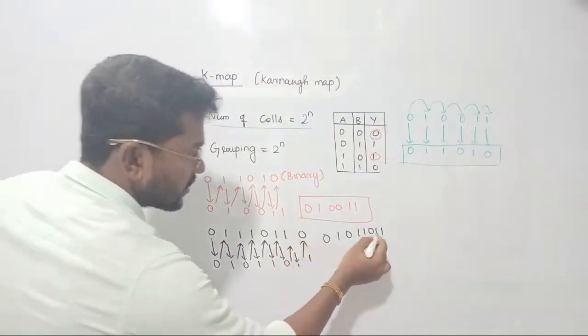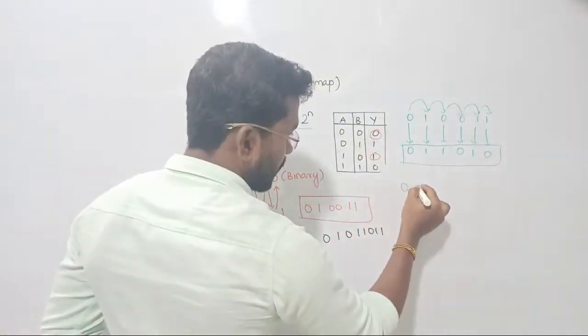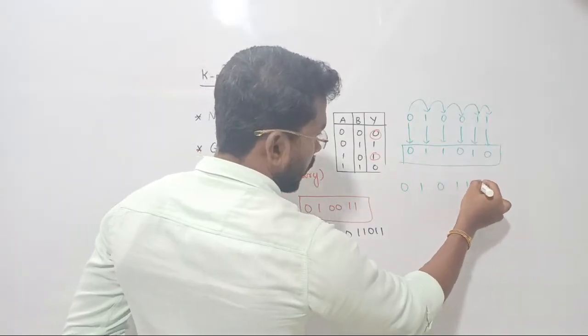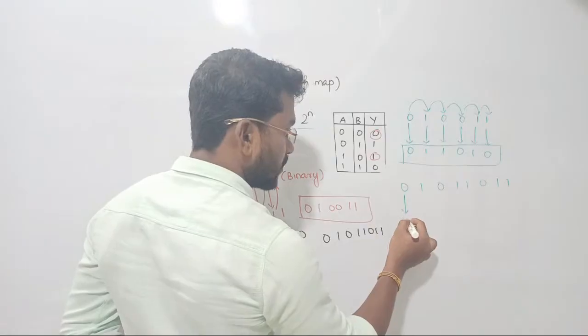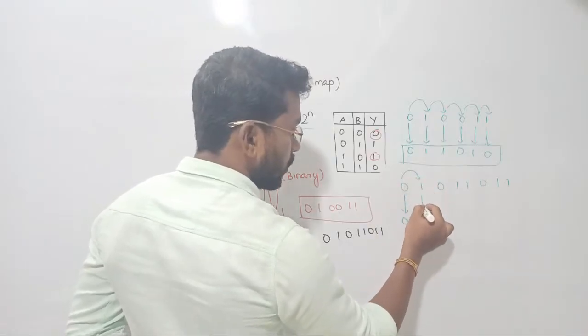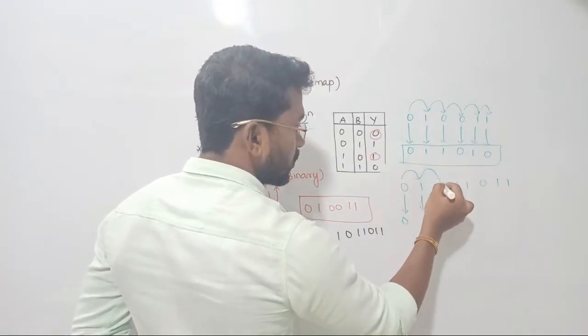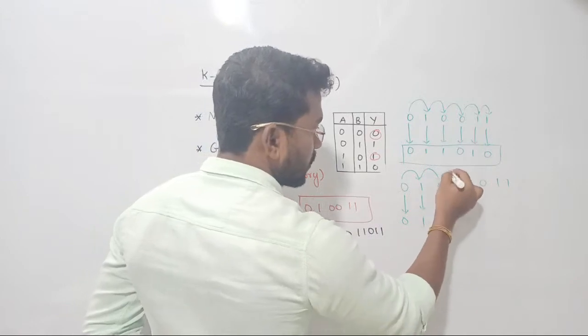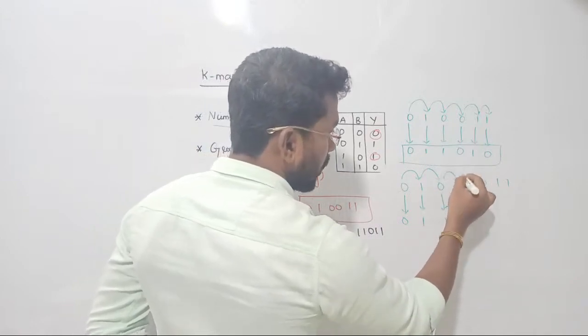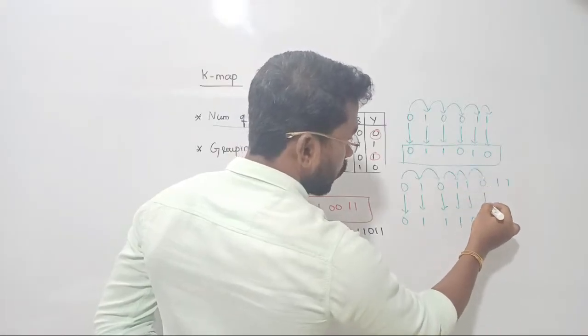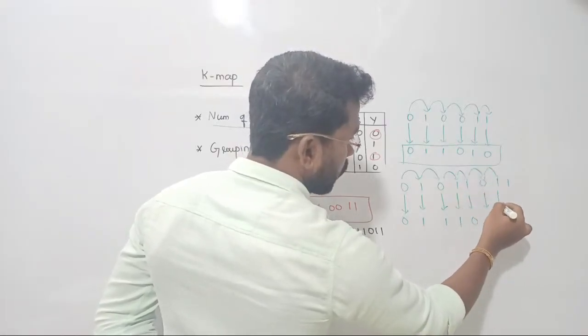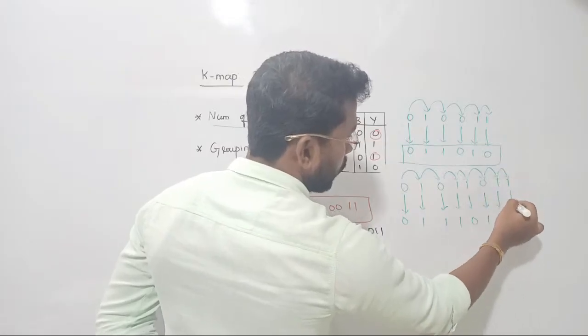So let us take this one and check. I got the resultant value 0 1 0 1 1 0 1 1, right? So let us perform the operation. First I consider 0, and then 0 1 will give you 1, and then 1 0 will give you 1, and then 0 1 will give you 1, and then 1 1 will give you 0, and then 1 0 will give you 1, and then 0 1 will give you 1, that is XOR operation. 1 1 will give you 0.